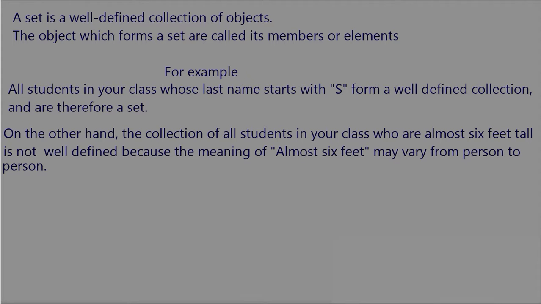On the other hand, the grouping of all students in your class who are almost 6 feet tall would not form a well-defined set, because almost 6 feet means that they are of different heights which are less than 6 feet. There are two different ways in which a set may be described. Those two ways would be 1, the listing method, which is also called the roster method, and 2, the set builder method.